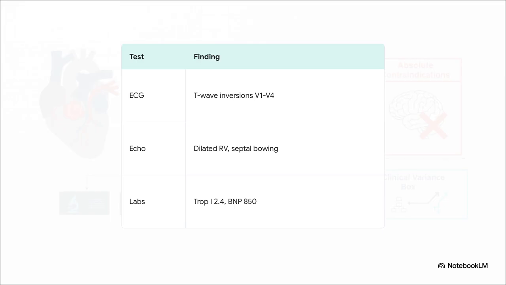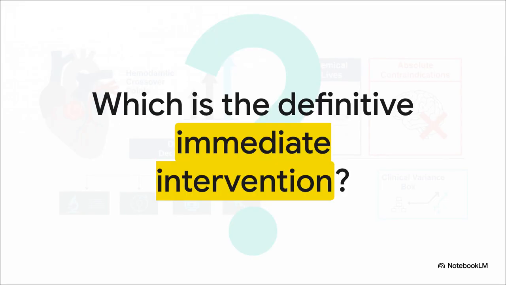A bedside echo confirms a severely dilated right ventricle that is literally bowing the interventricular septum into the left ventricle, even though his LV ejection fraction is preserved at 65%. His labs objectively confirm the severe strain. Troponin I is significantly elevated at 2.4, and his BNP is 850. We are looking at a patient in profound, catastrophic obstructive shock.